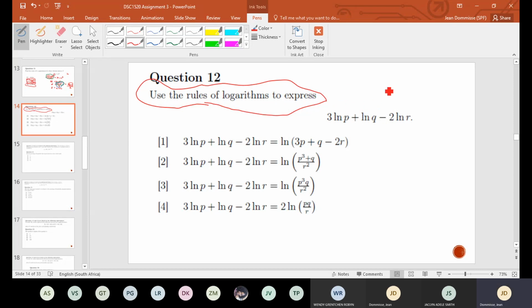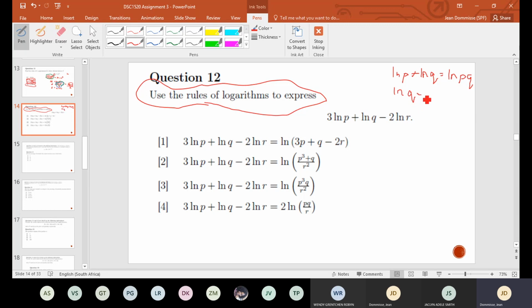So if I look at the log rule, let me write out a few. I'm not going to include some of those. So let's say I had ln p plus ln q. I should have actually made more space for myself. But if I had that, I could have said that is ln p times q.